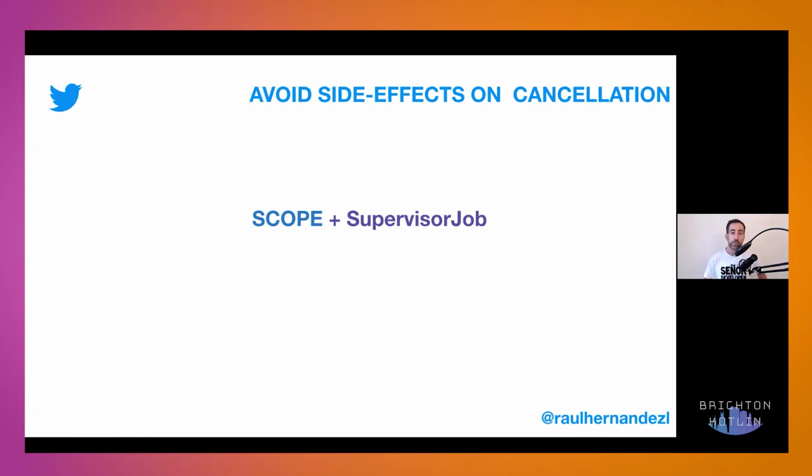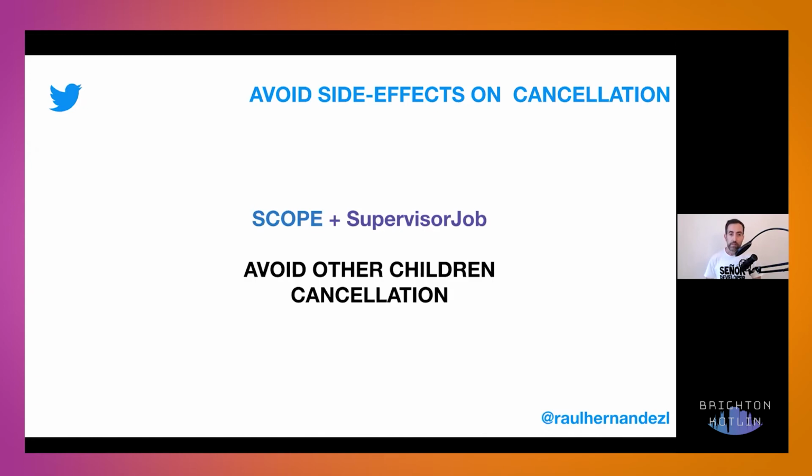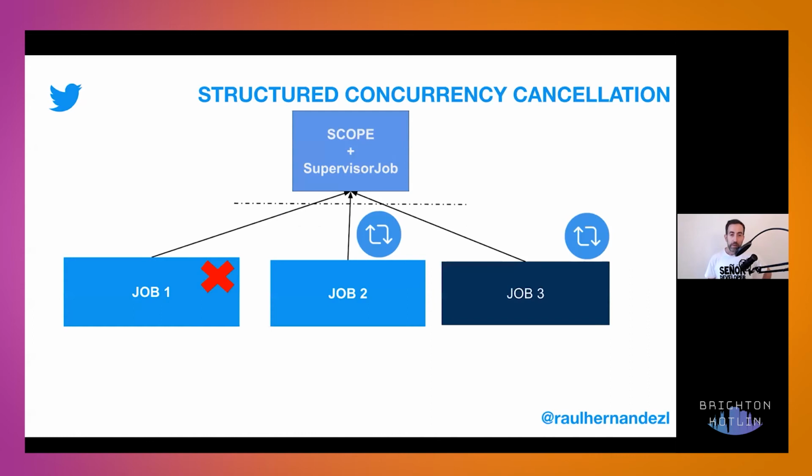So what I prefer is to use a scope plus a supervisor job. That means to avoid other jobs' cancellation. Just to see that visually, let's say we have the scope plus a supervisor job, and job one throws an exception. Maybe you don't want to cancel job 2 and job 3, but if you have scope plus a job, then if job 1 throws an exception, job 2 and job 3 are going to be canceled automatically. Maybe you don't want that because you have some processes that you want to keep when this situation happens. That's why I kept the scope plus a supervisor job.